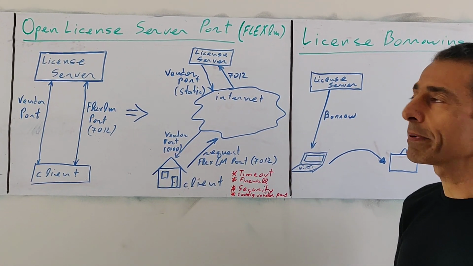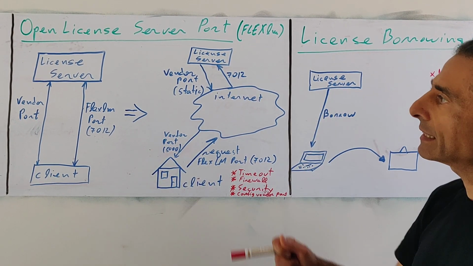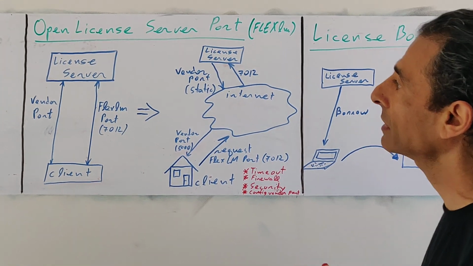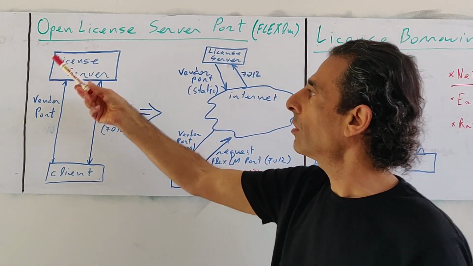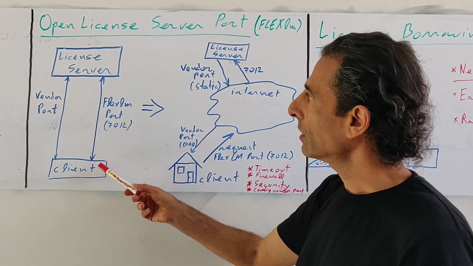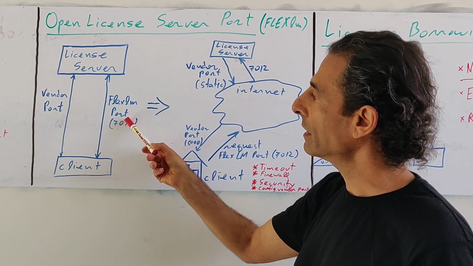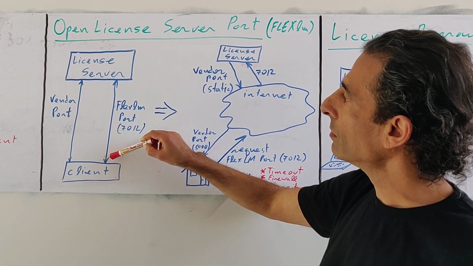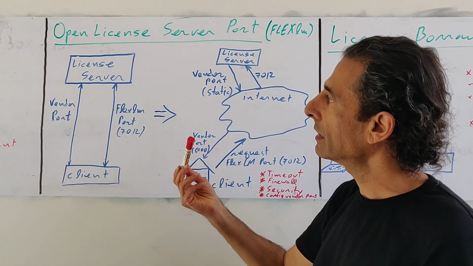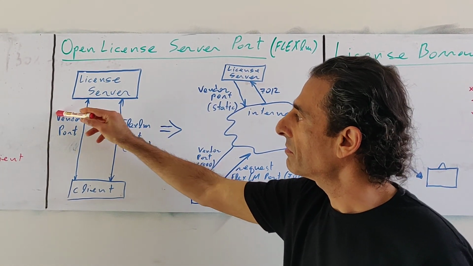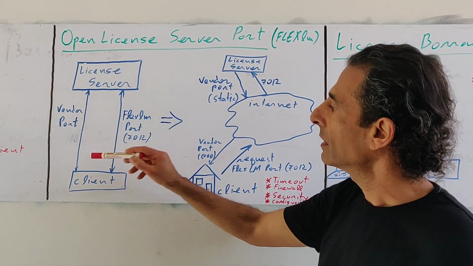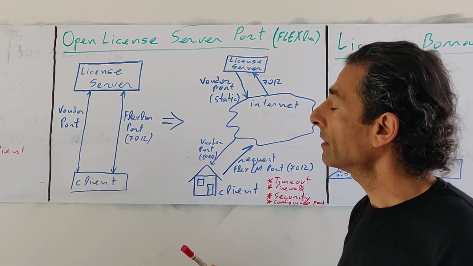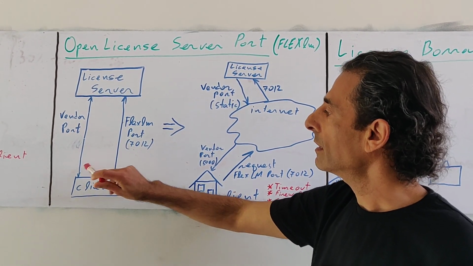In the next board we will show how to open the license server port. I'm focusing on FlexLM because each license manager has a different method. How does it work? In general, the client connects to the license server using the FlexLM port, a typical number, and communicates on this port. Then the license server sends it the vendor port number, which is dynamic, and the rest of the communication is done on that port between the vendor DLL and the client.